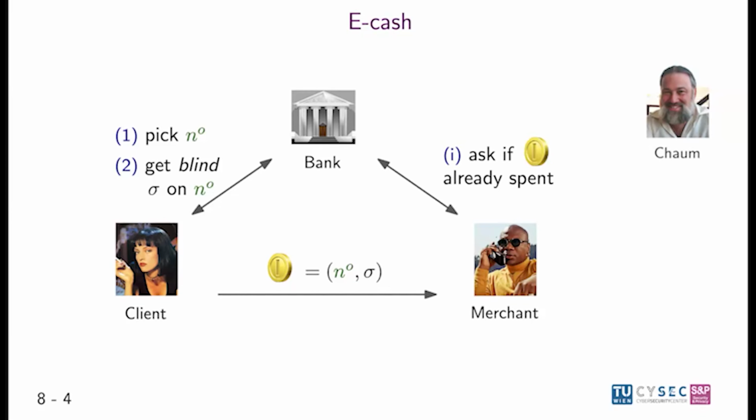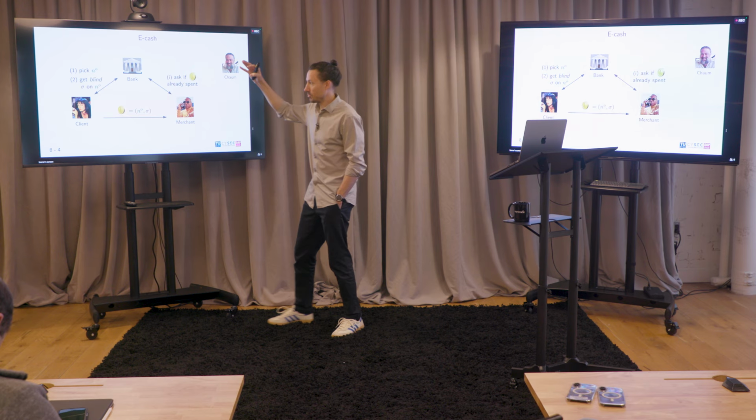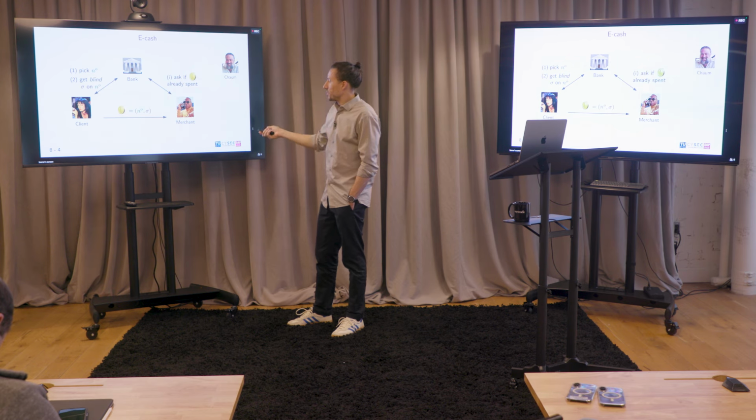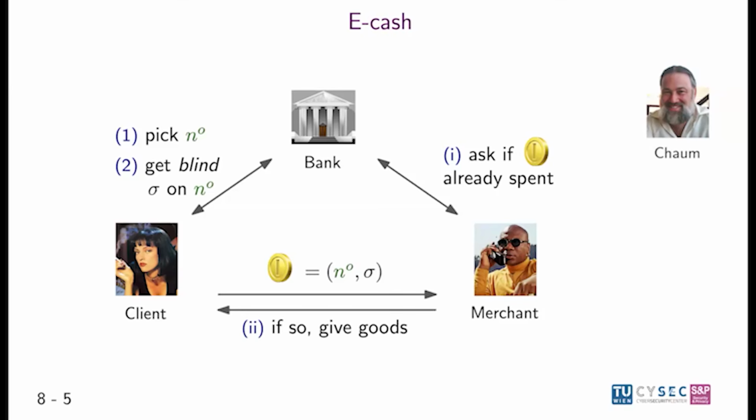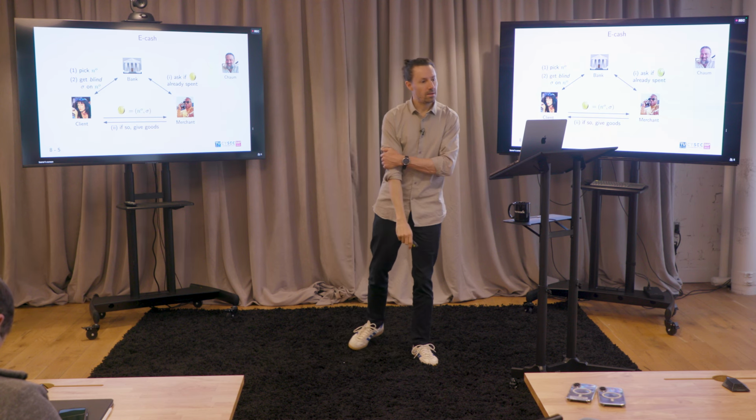So when the merchant receives a coin, it first asks the bank, is this a coin that hasn't been spent yet? The bank needs to remember all the coins it ever received. And if not spent yet, then the merchant can give the goods, right? Sorry, yes. Can you explain what that means, what a spent means here?